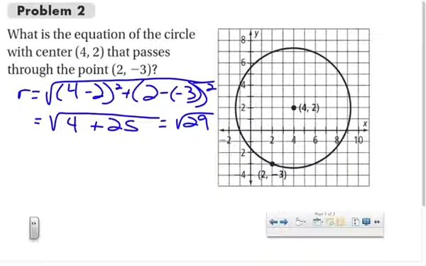Can one person please give me the equation of the circle? What will the equation of the circle be? Adrian. Question, please. Let's backtrack. You understand why I plugged these points in here? Okay. 4 minus 2 is 2. 2 squared is 4. 2 plus 3 is 5. 5 squared is 25. 4 plus 25.